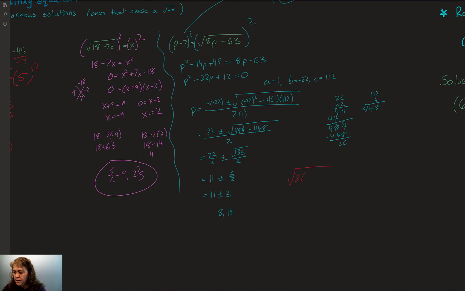So 8 times 8 minus 63 is 64 minus 63. That's a positive. That one's okay. 8 times 14 minus 63. I don't know what 8 times 14 is, but it's some big, huge positive number. So that should be fine.